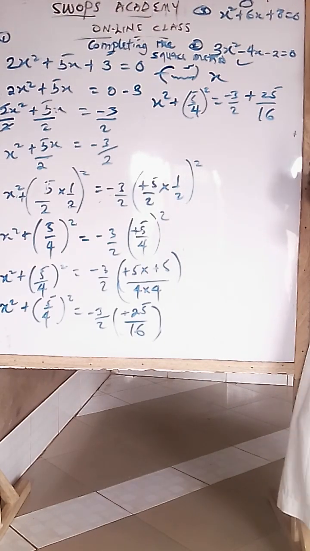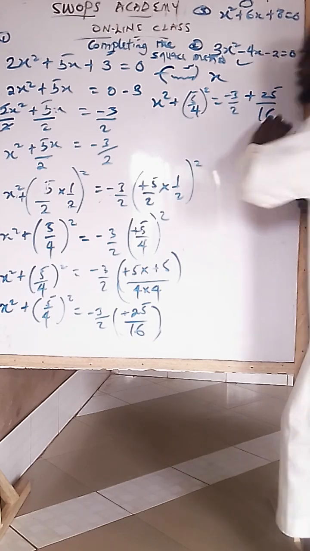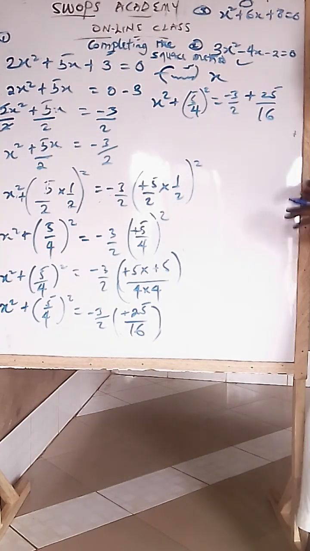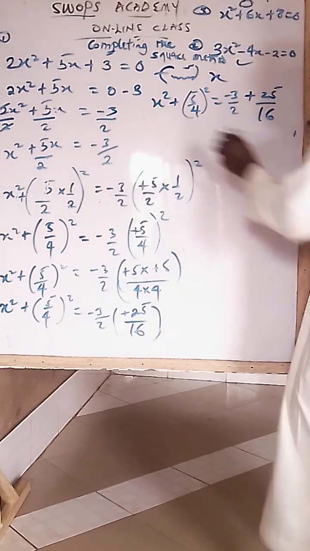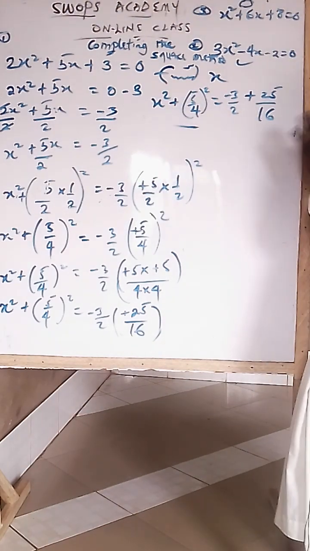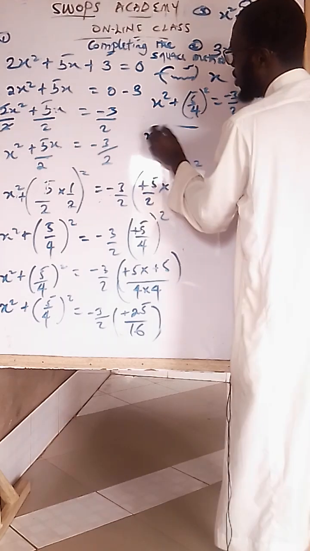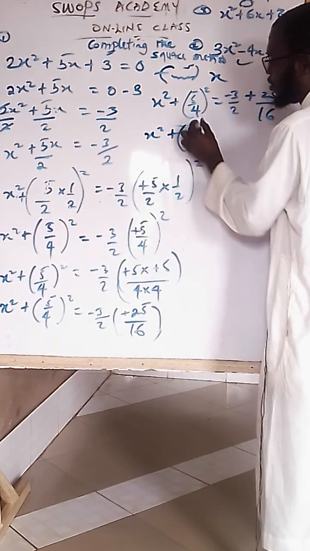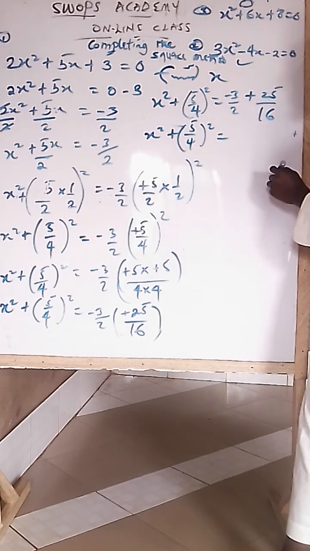Now note that, let's quickly go back to this point. Are we together? I'll still do the recap, but let's finish what we started. Note that here I'm having now, still bring this. I'm not touching this one. Yes, we're still playing with this one. It will be x squared plus, in the bracket, 5 all upon 4, all in square, to give us what?